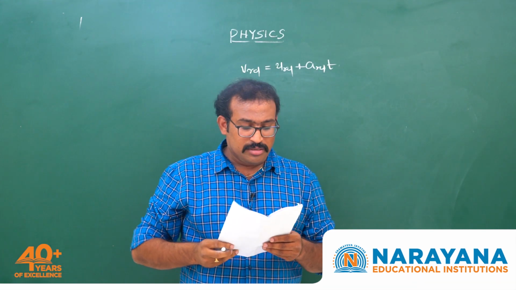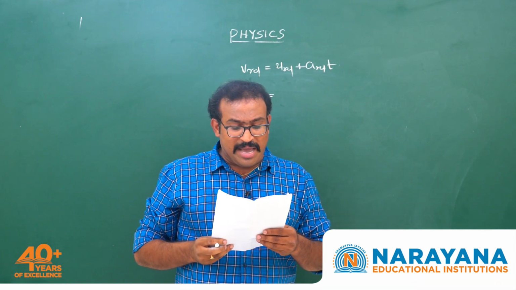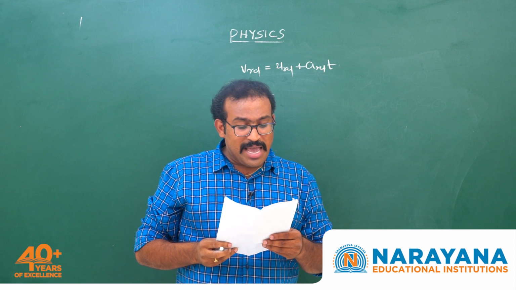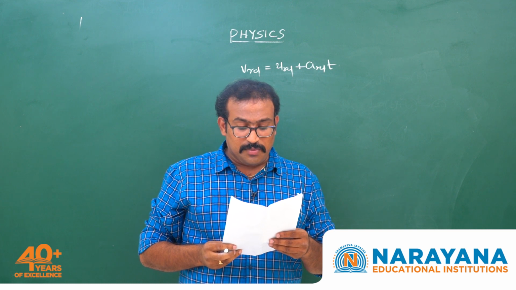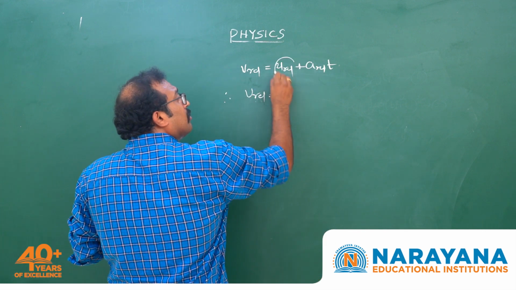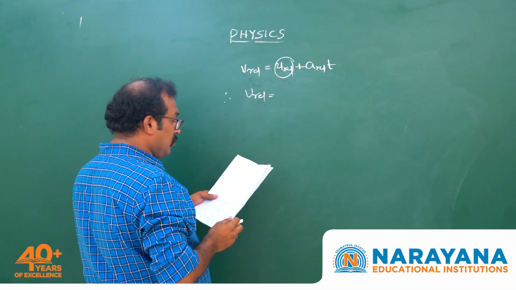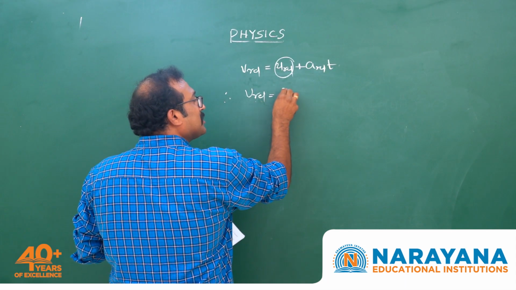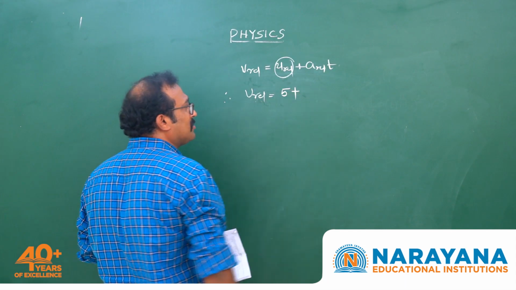Here u relative is the man's speed. A man in a balloon throws a stone downwards with a speed of 5 meters per second with respect to the balloon. Directly, the relative velocity of the stone with respect to the balloon is 5 meters per second plus.